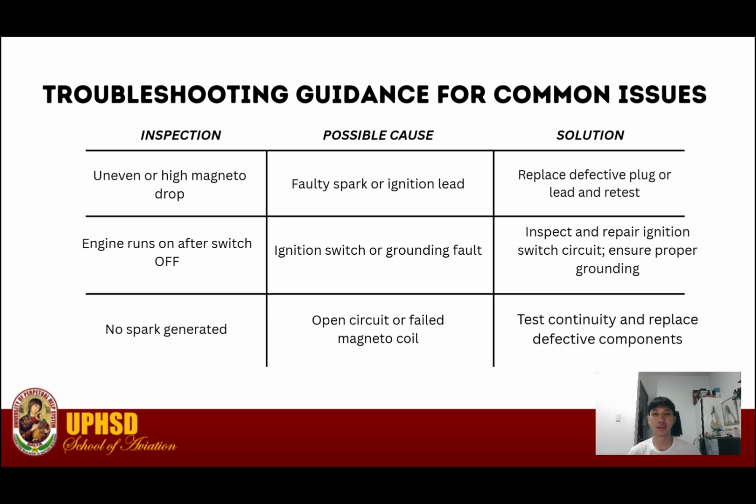When we observe an uneven or abnormally high magneto drop during the run-up check, it usually indicates a faulty spark plug or a defective ignition lead. To correct this, we replace the spark plug or ignition lead and retest the magneto drop.